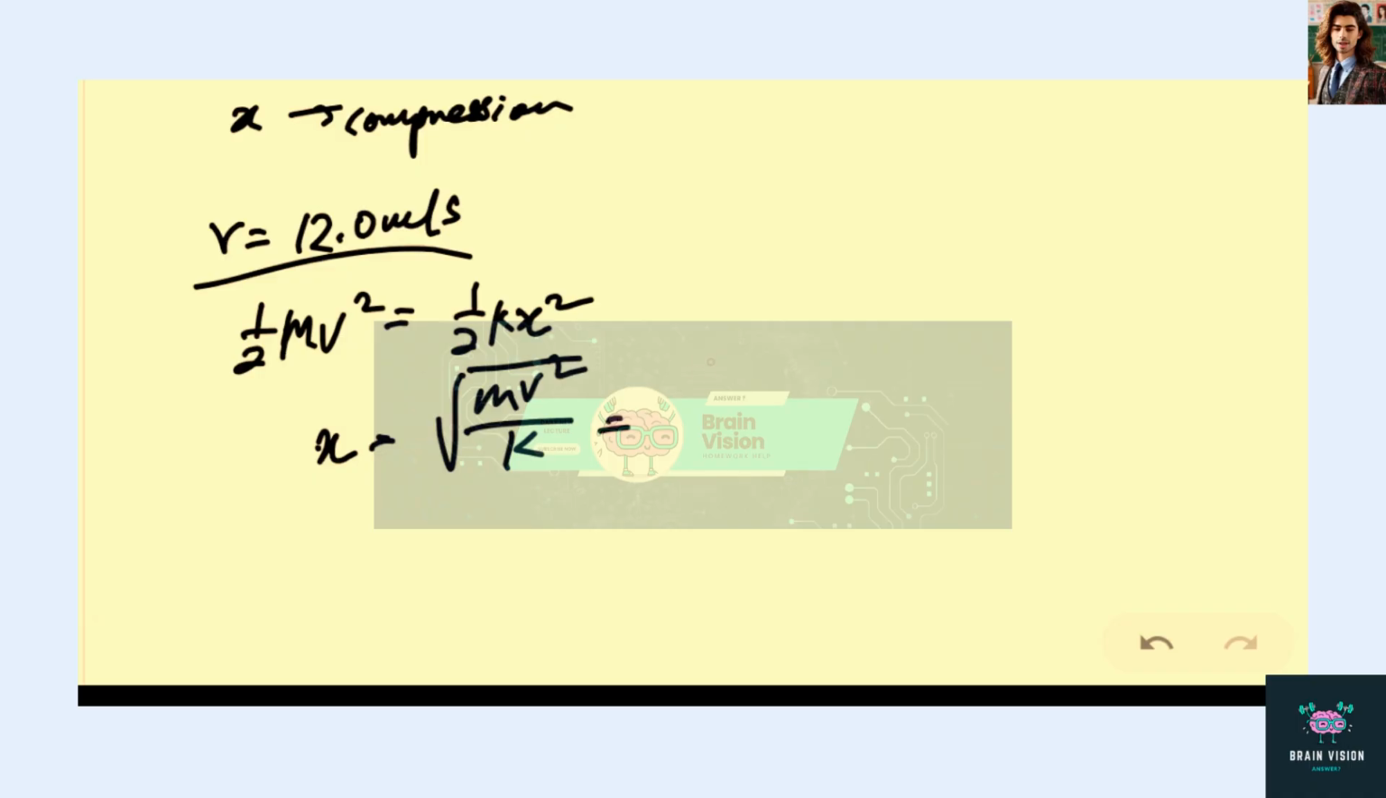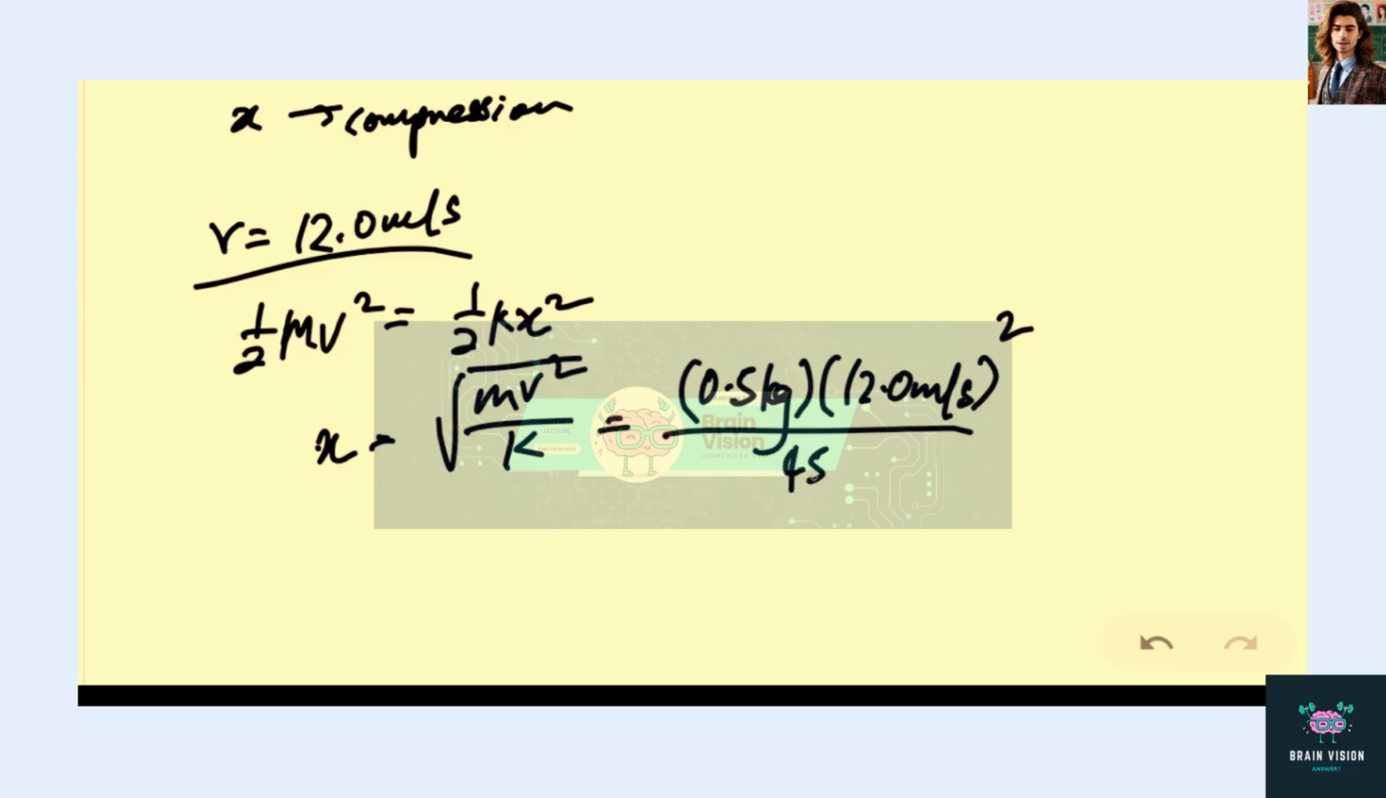So the mass of this block is 0.5 kg. The velocity is 12 meters per second, and the spring constant is given as 450 newtons per meter. So for this, we should get the extension x to be about 0.4 meters.